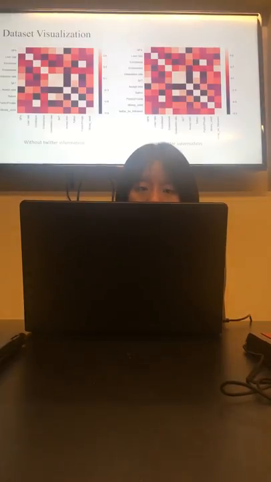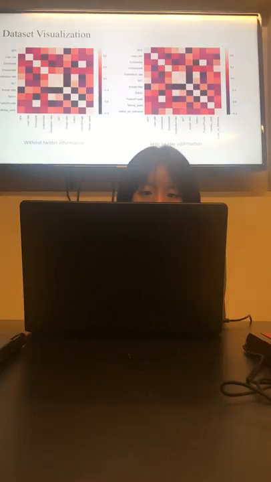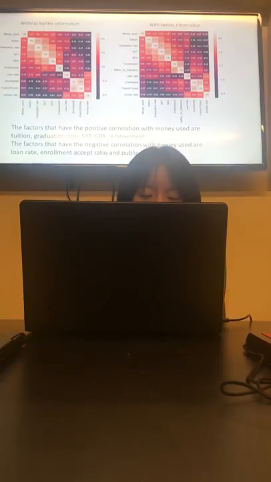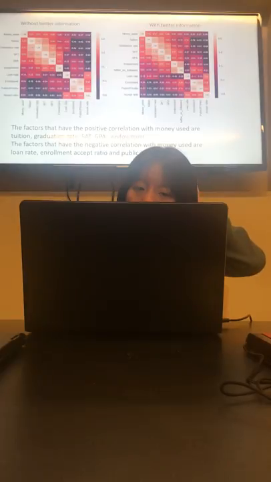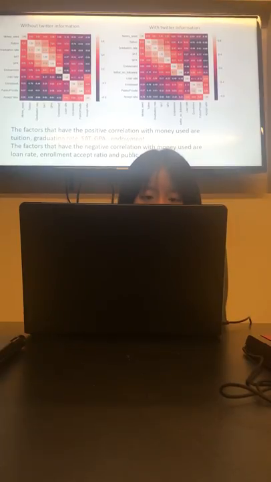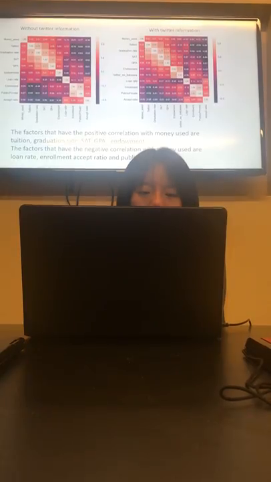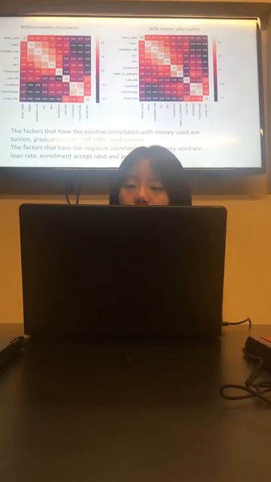Here is our dataset description. And here is a heat map of our dataset. The factor here shows the correlation of each feature. The factors that have a positive correlation with money used are tuition, graduation rate, SAT, GPA, endowment. The factors that have a negative correlation with money used are loan rate, endowment, asset ratio, and public or private.